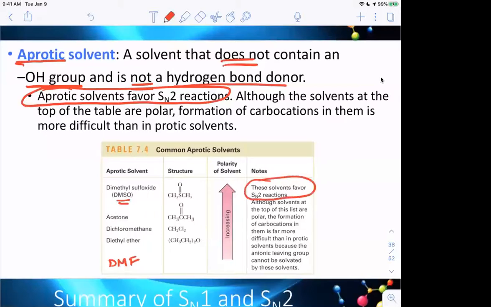Even though they're polar, the formation of the carbocation is much more difficult than in that protic solvent because the anionic leaving group cannot be solvated. So that anionic leaving group can't be stabilized, which means that the SN1 is disfavored, which means in turn that the SN2, that simultaneous bond making and breaking, will be favored.